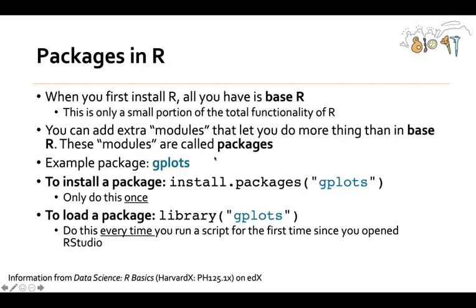So I'm going to talk about packages now. When you first install R, all you have is what's called base R. Base R is actually just a small portion of the total functionality that R can have. So you can add in other stuff that R can do, some extra modules that will let you do more things than in base R, and these modules are called packages. To install a package, you can use this function, install.packages, and then write the name of the package in quotes. And again, when you're first getting started, we'll tell you what packages you need to install.